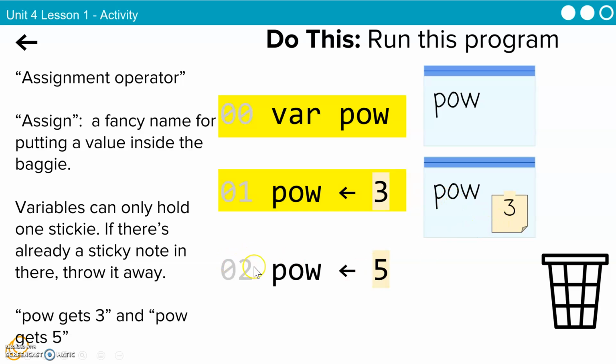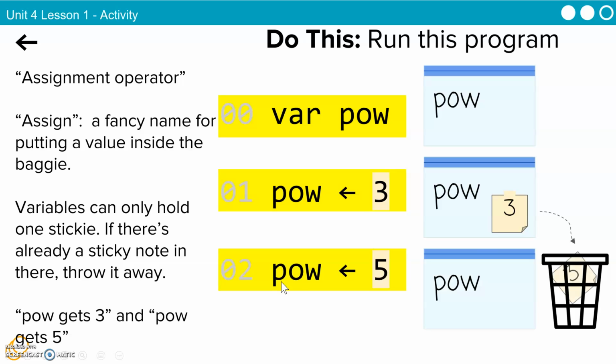But then what happens if later down in my sequence I want POW to be 5? What happens then is that the 3 has to go away. It gets thrown out, and the POW bag can only have one sticky note in it at a time. So the new one gets the value 5. And that's going to become crucial for us as we go through coding to understand how we can replace variables with different evaluations or different things that they can be assigned.